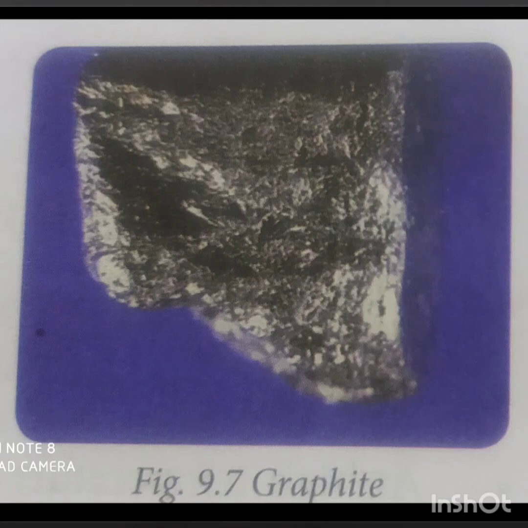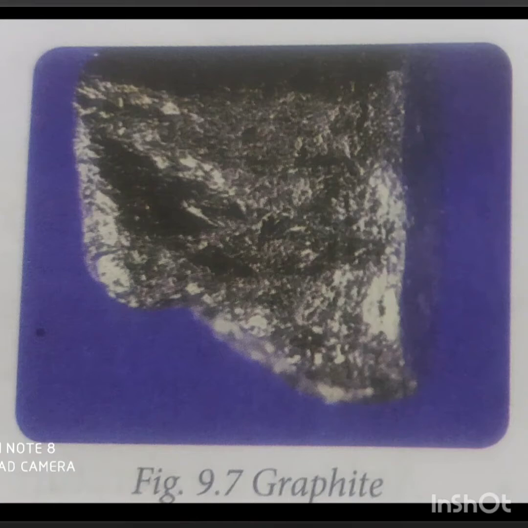Good morning, students. Today we will continue with our chapter number 9, Carbon and its allotropes. Today we will study about another crystalline form of carbon, that is graphite. Graphite is a grayish black colored substance. As you can see in the figure, it is smooth and slippery to touch.